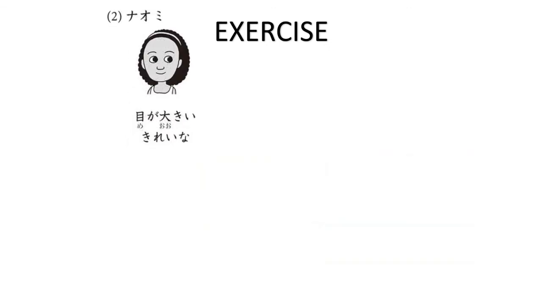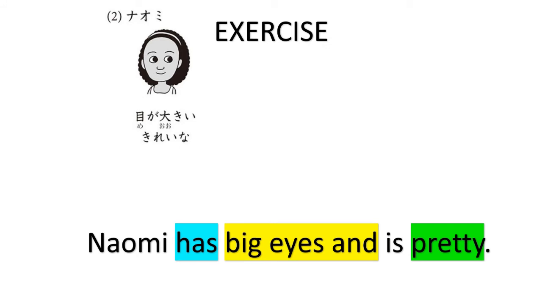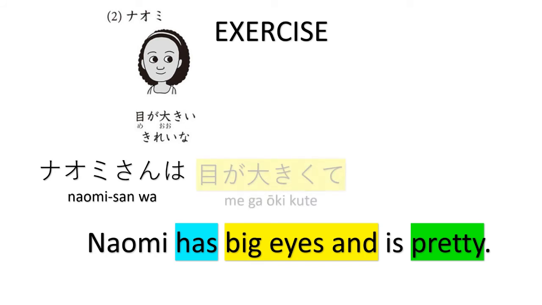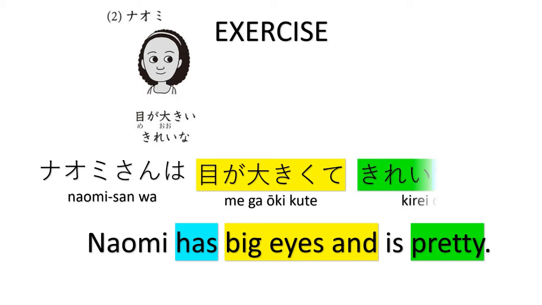Alright, for number 2. Naomi has big eyes and is pretty. Me ga ookii and then kirei na. So here, Naomi-san wa me ga ookikute kirei desu. Naomi-san wa me ga ookikute kirei desu. As you can see here, again, we removed the last i, hiragana, and replaced it with kute.